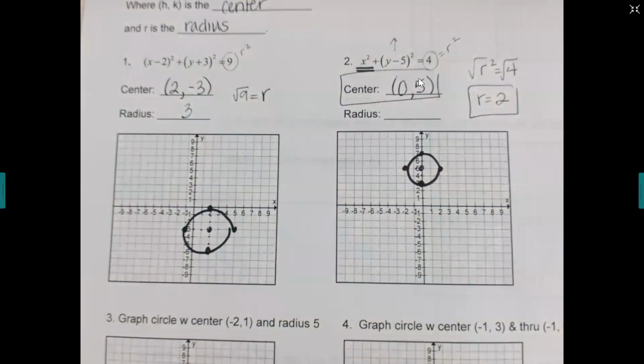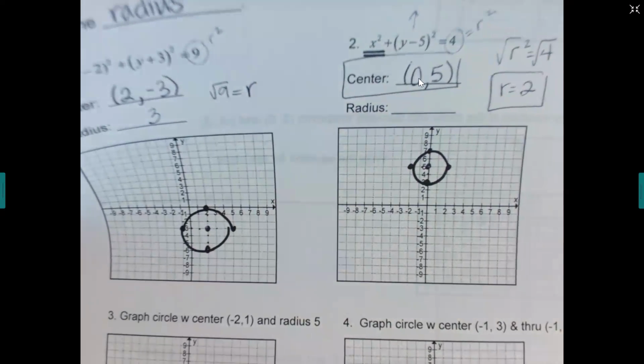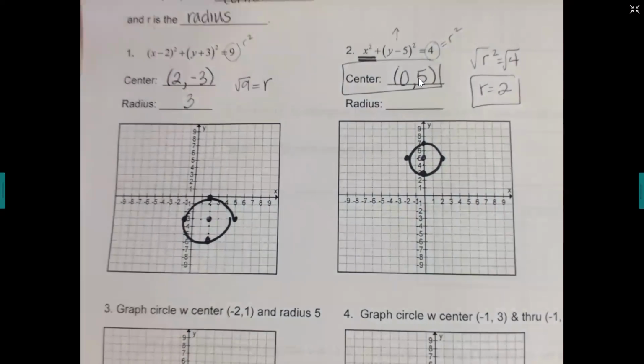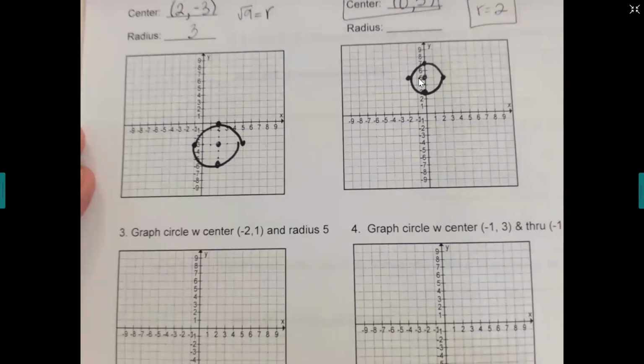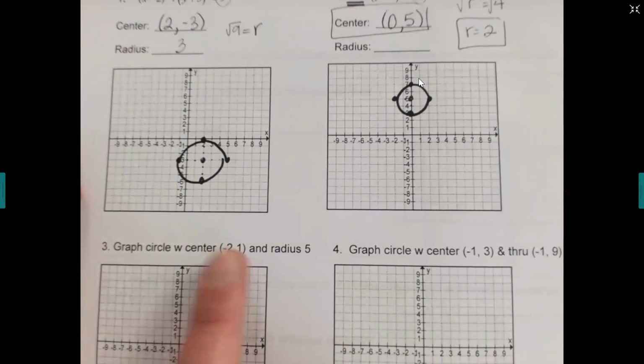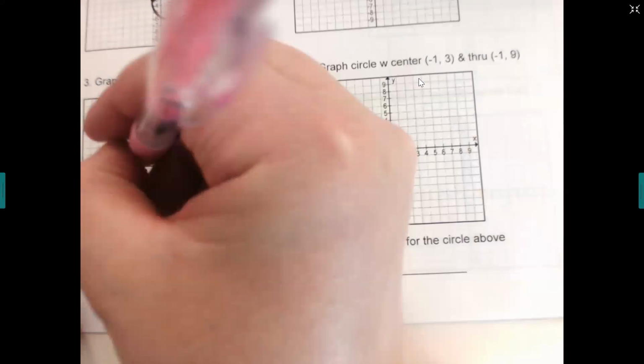All right. Next 2, this time you're going to know the center and the radius. You're going to write the equation yourself. So take a look at number 3, graph that circle for me. It says my center is going to be at (-2, 1), my radius is going to be 5. So put your dot here at (-2, 1). That would be here.